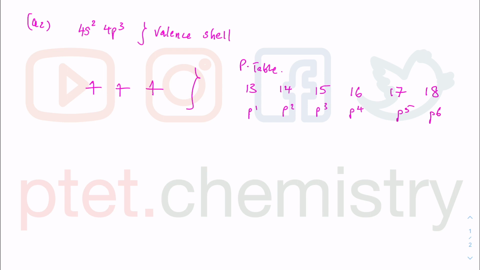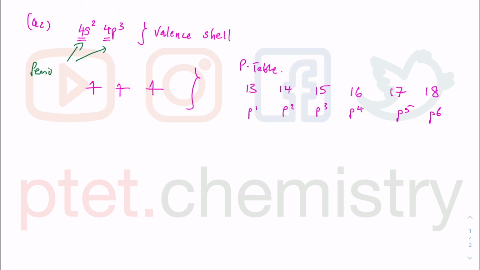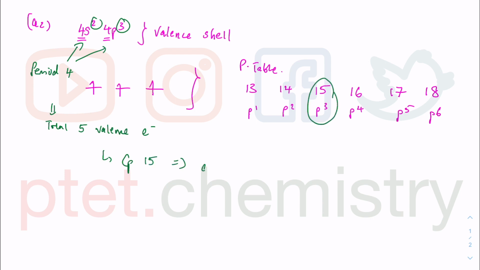So we have this thing called 4s and 4p. What that tells you is it's in period 4, so it's in the 4th shell. Altogether it has 4s2 and 4p3, so a total of 5 valence electrons. Valence electrons, because in your valence shell n equal to 4 you have 2 plus 3 valence electrons, so 5 valence electrons. So we're looking at group 15, which is p3. So group 15 period 4, they will give you option D pretty much straight away.